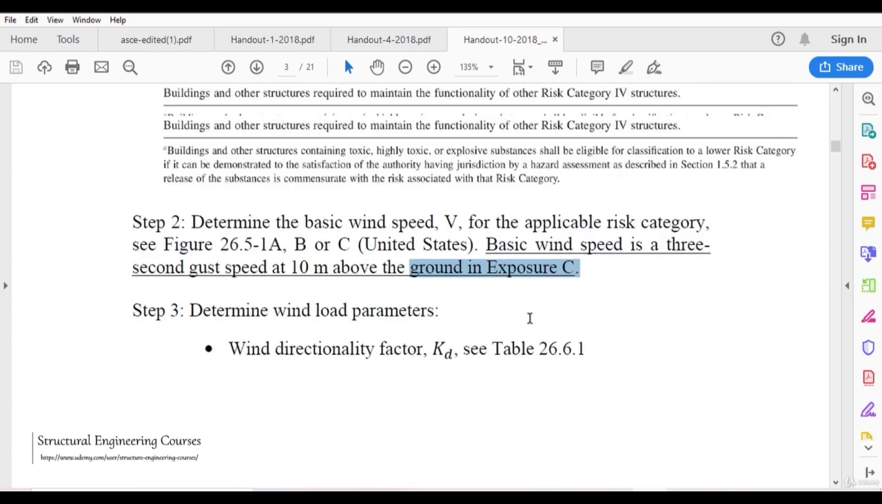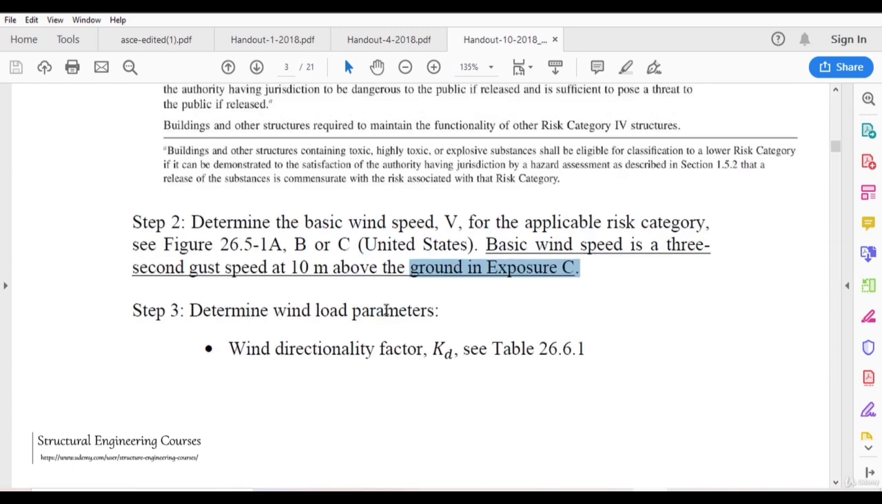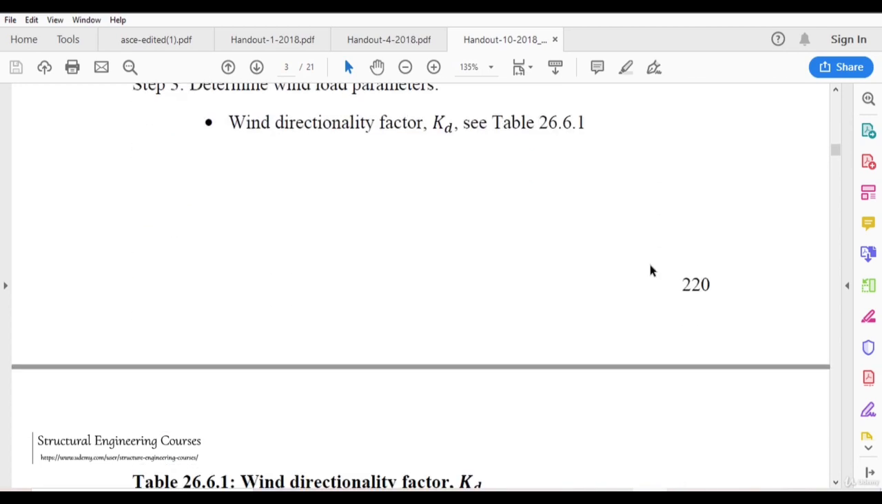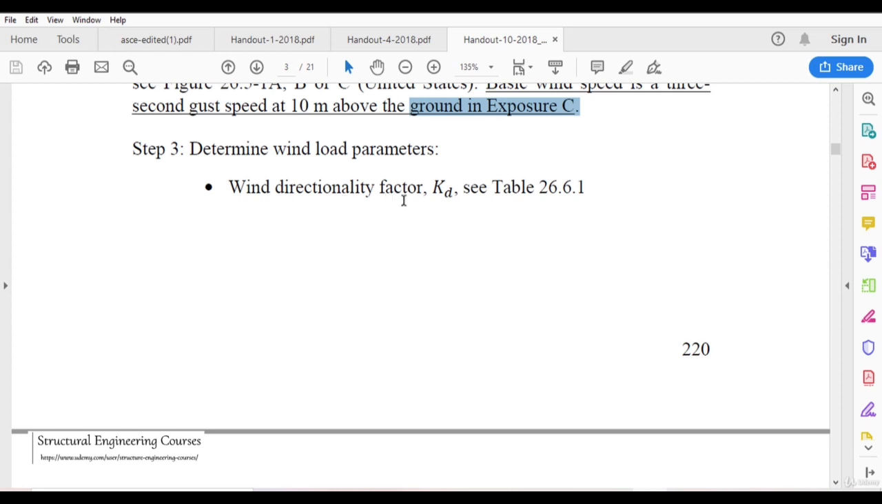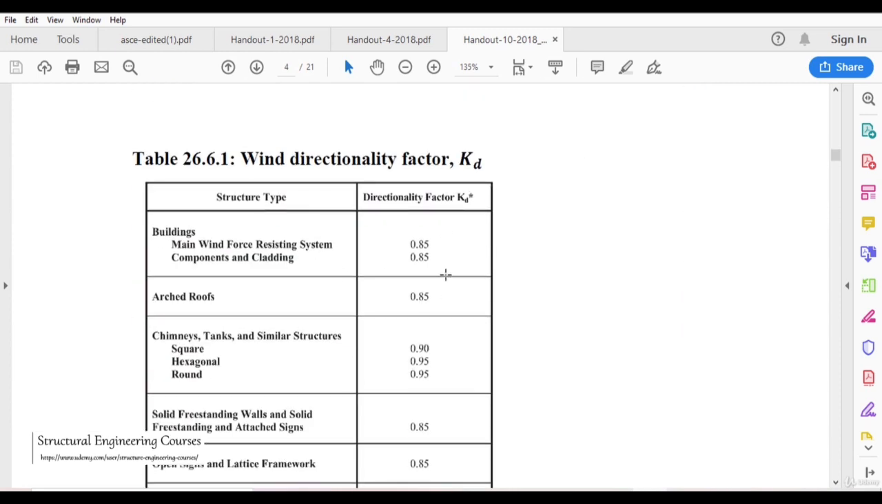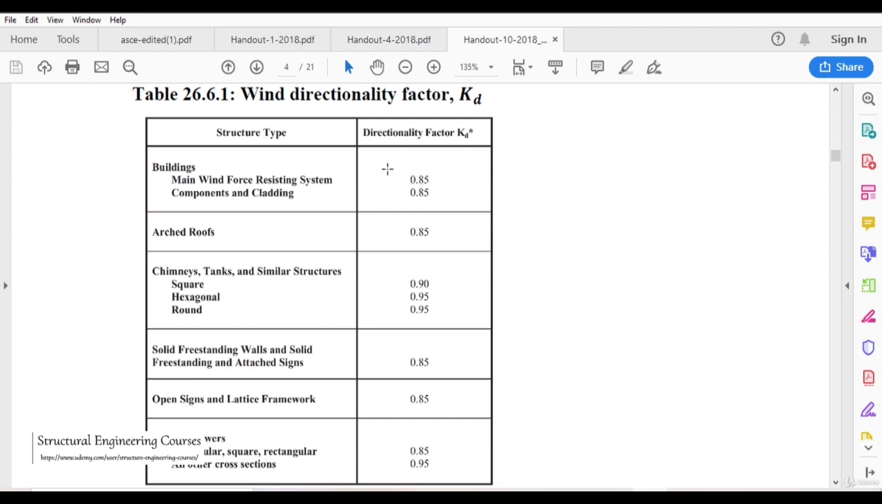So first of all, we can derive this basic wind speed V. We have already determined the risk category. After that, we can derive the wind directionality factor KD also. To derive KD, we can refer to this page here. Here we can see that wind directionality factor KD is most of the time 0.85. That is for building main wind force resisting system, for components and cladding, for arched roofs. For chimneys and tanks, it is somewhat higher.